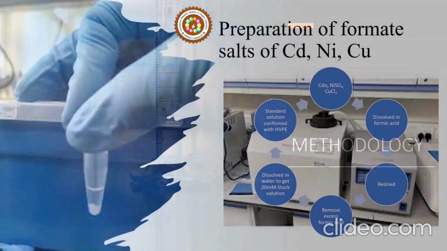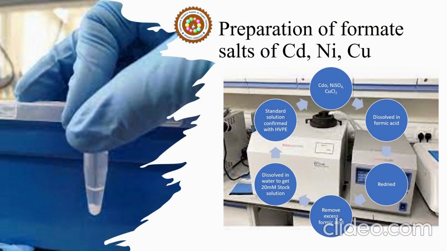Methodology. First of all, we prepared formate salts of cadmium, nickel and copper. We took the chemicals cadmium oxide, nickel sulfate and copper chloride, and first dissolved them in formic acid and then re-dried them in a vacuum dryer. Then we dissolved the pellet in an excess amount of deionized water to remove excess formic acid, and lastly we prepared 20 millimolar stock solutions of copper, cadmium and nickel. Finally, we also confirmed the concentrations of all three metals by high-voltage paper electrophoresis.